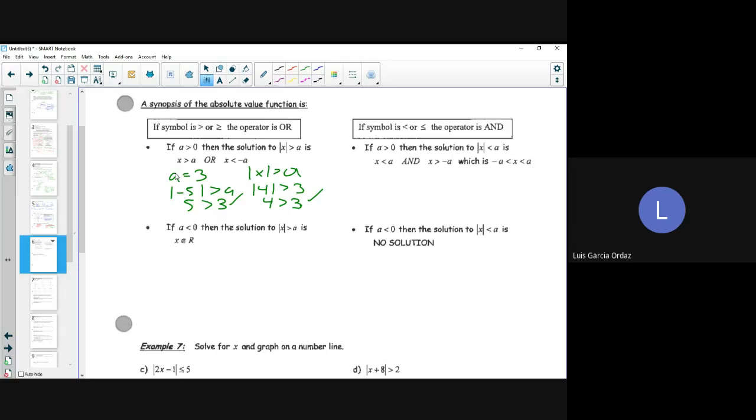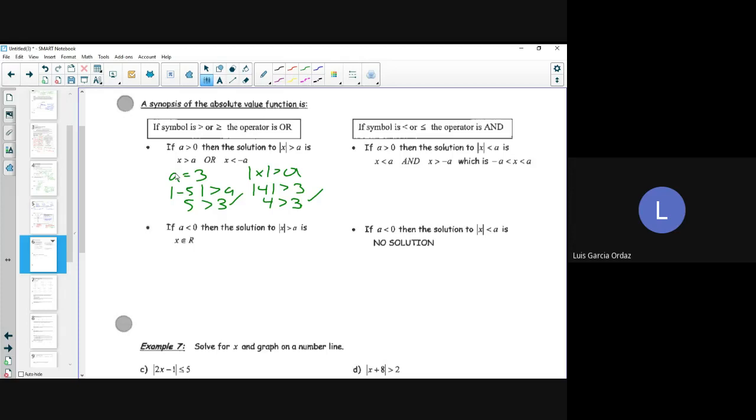So if a is less than 0, then the solution to the absolute value of x greater than a is x is an element of all real numbers. Which is what we had in the previous example that I showed you guys.